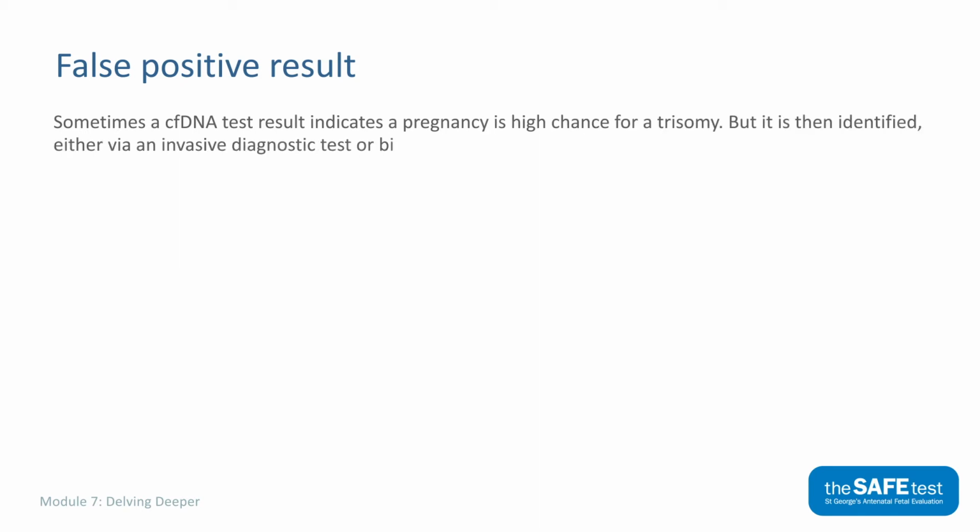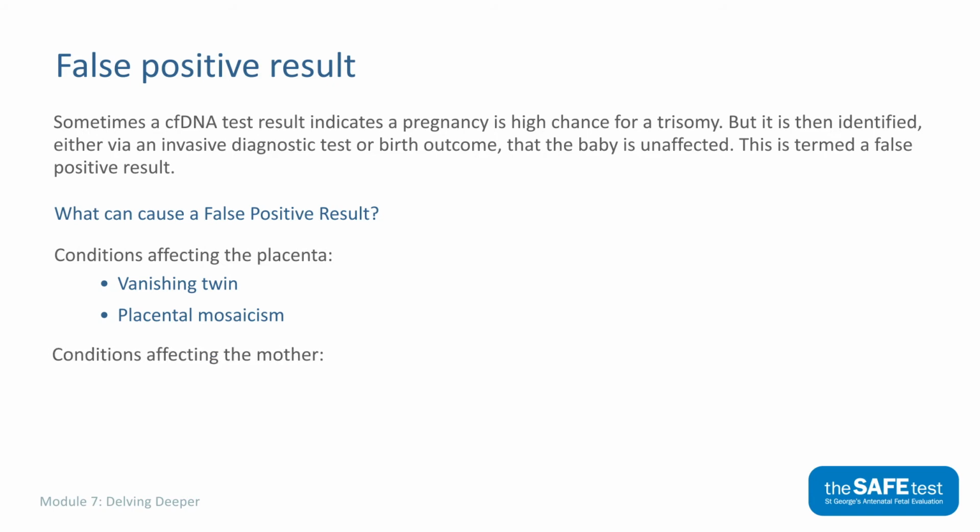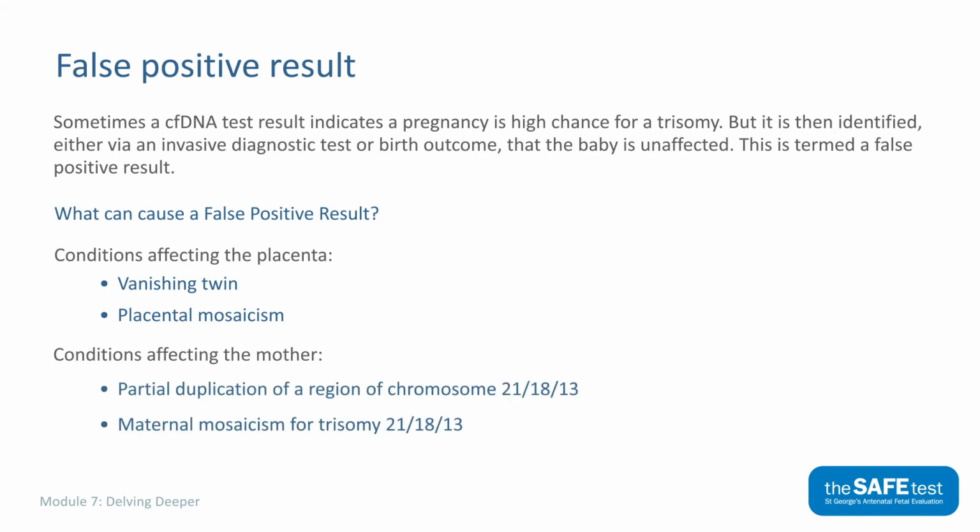Sometimes a cell-free DNA test result indicates that the baby is high chance for a trisomy, but it is then identified either via an invasive diagnostic test or birth outcome that the baby does not have the condition. This is termed a false positive result, and it can occur due to a condition such as a vanishing twin or placental mosaicism, or it could be a condition affecting the mother, such as a partial duplication, maternal mosaicism for trisomy 21, 18 or 13, or if the mother has cancer.